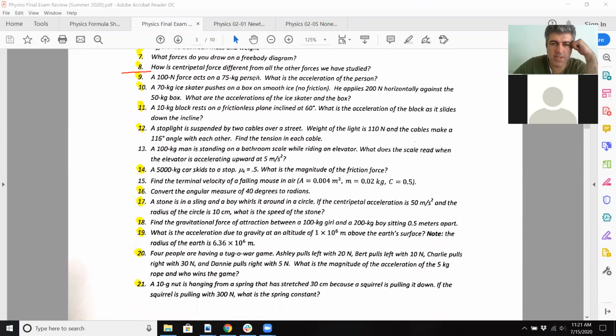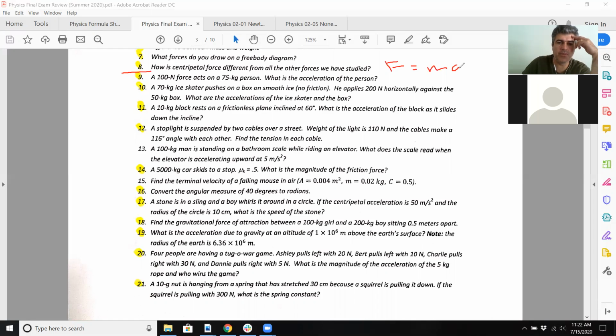100 Newton force acts on a 75 kilogram person. Remember, F equals ma. That's really, really easy. I mean, that's kind of like just a throwaway question. And my stylus died. Don't know why it died. I haven't been using that much this morning. Yeah, so F equals ma.